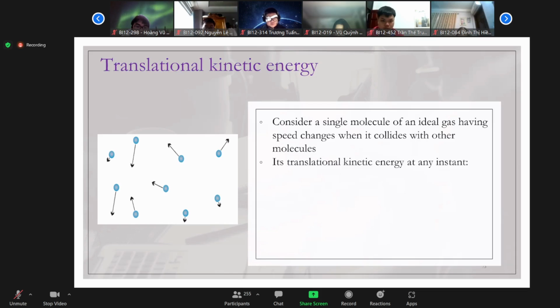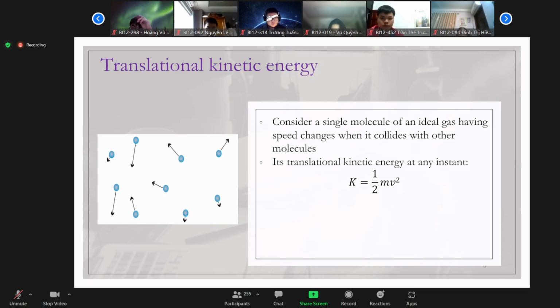We can calculate the translational kinetic energy of this single molecule at any instant, right? You remember that the kinetic energy can be written as this one. Do you remember the formula, right? Calculating the kinetic energy.